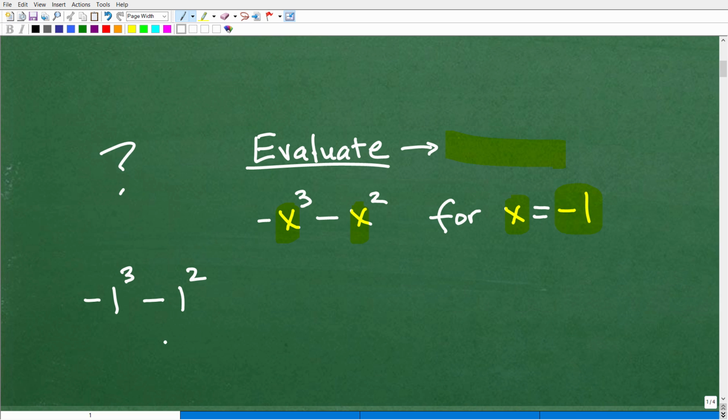Well, some of you out there might be like, that looks pretty good. I'm not sure yet. Okay, so hold on to that thought. Now, there's another way we could set this up. We can go negative of -1 cubed, minus -1 squared. All right, so which is a better way to set this problem up? This way or this way?